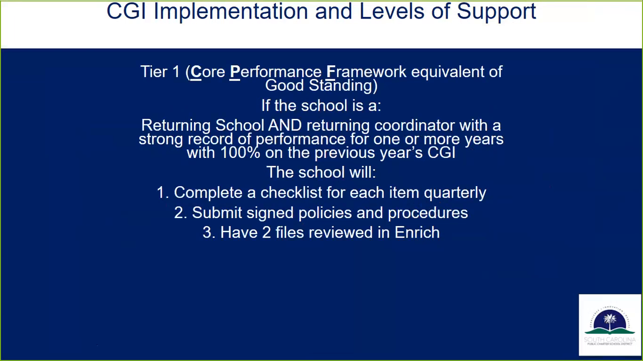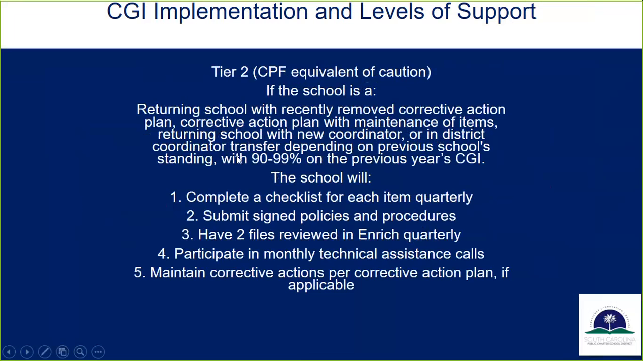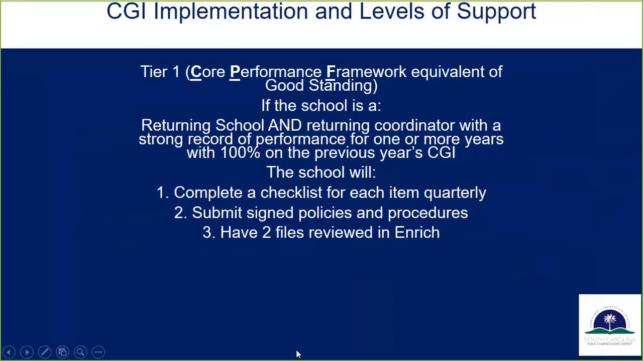In the CGI, it explains the different levels. Tier 1, or what used to be Tier 1, is good standing, the kind of support that you'll get, the kind of tasks that you'll have to complete, and then the score that you have to get. The score for a Tier 1 would be 100% on the last CPR. So if you got a 2 at the end of this year, you are in a Tier 1, or the core performance framework equivalent of good standing.